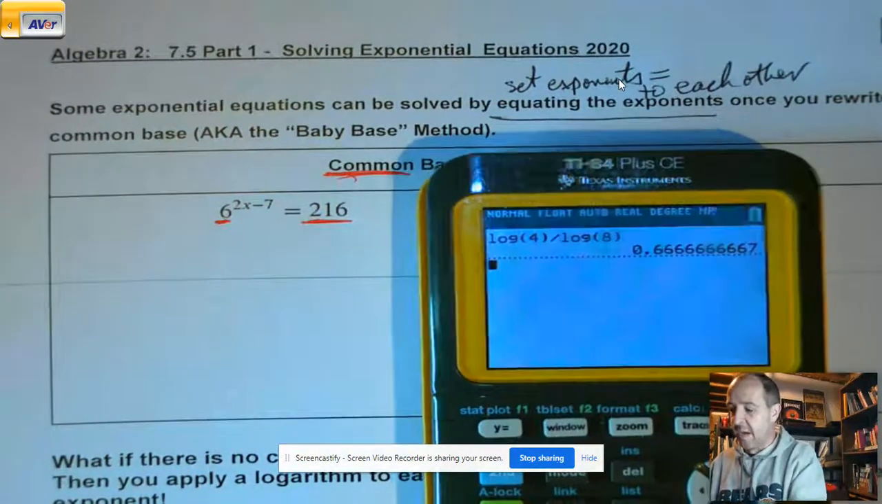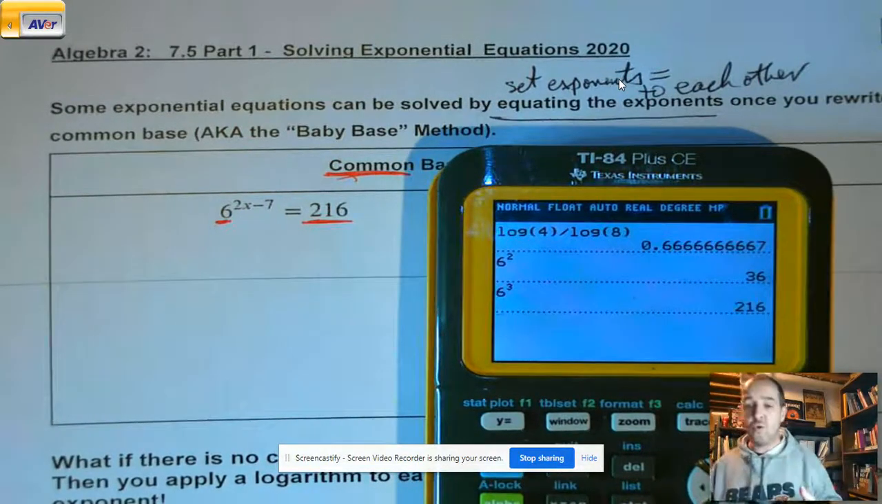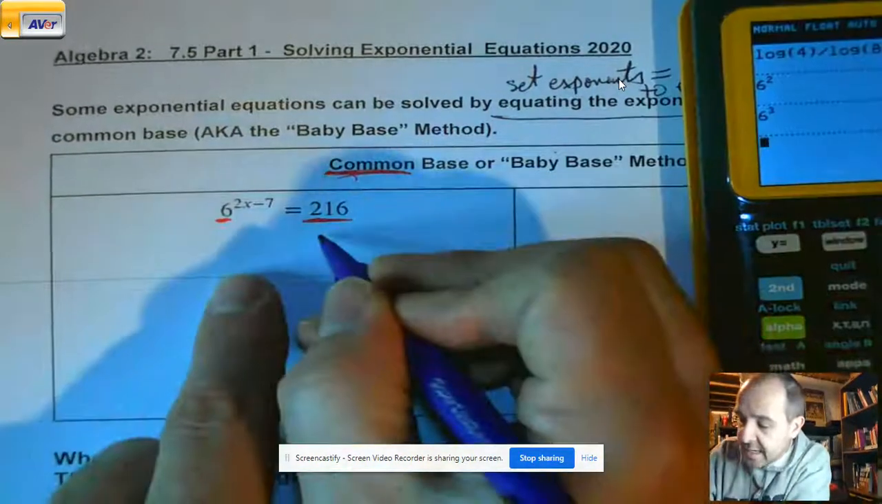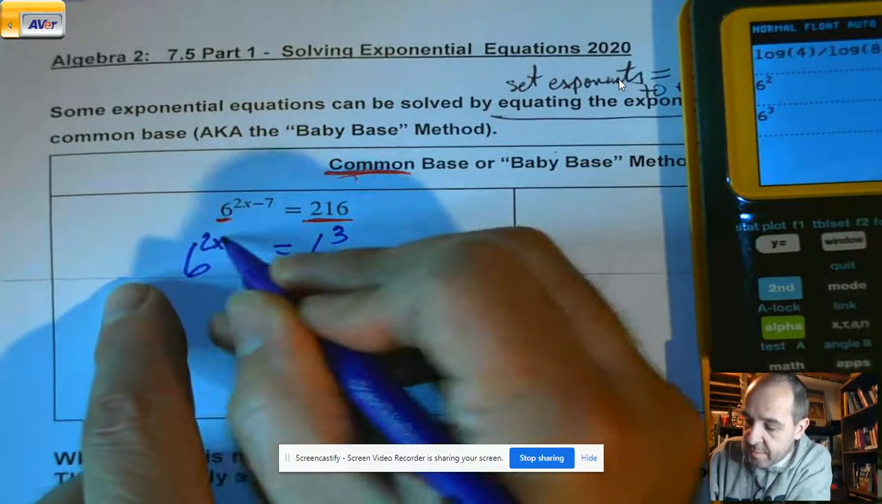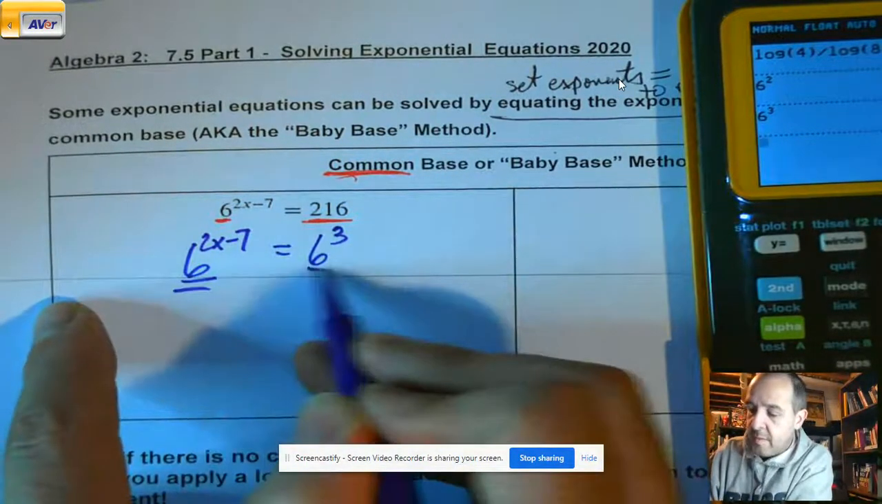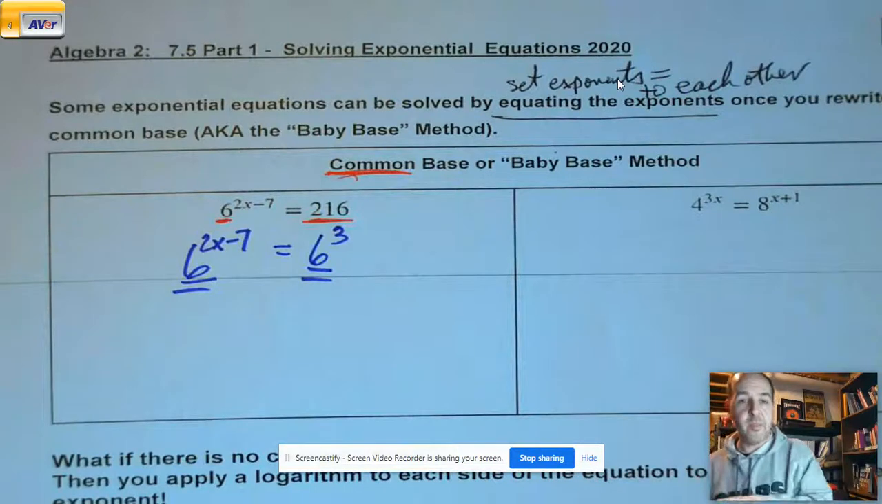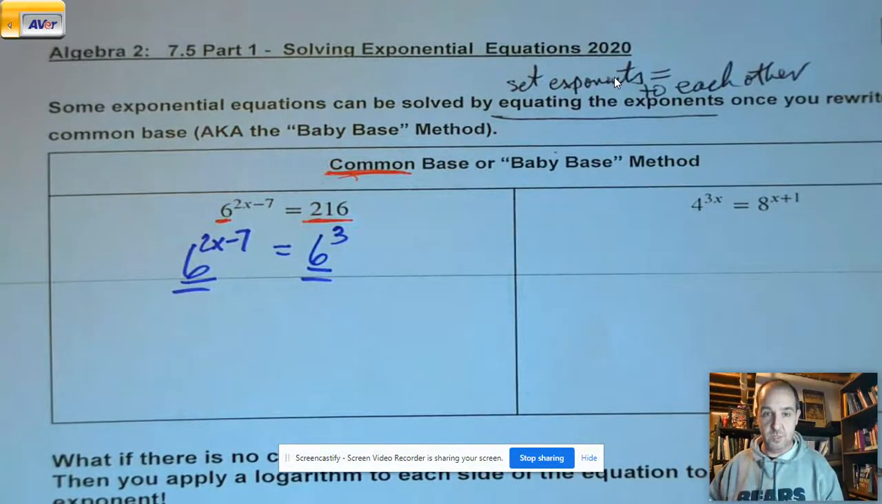So like maybe I grab my calculator, I'm like, okay, 6 squared, that's too small. 6 to the third is 216. So what I'm going to do is change the 216 into 6 to the third, because now my bases are the same.